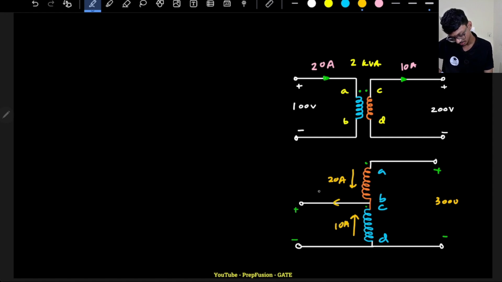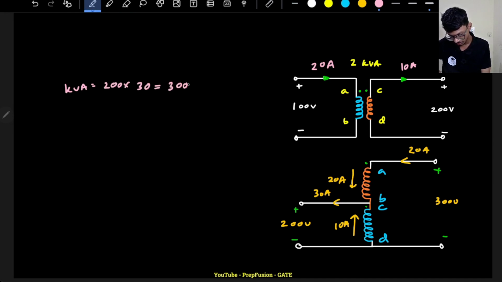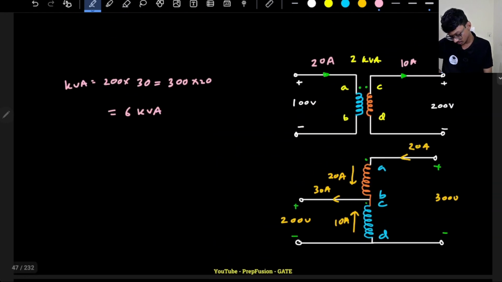So this current will be 30 amperes and this current will be 20 amperes only. And this voltage is CD, so this is 200 volts. So here what is the kVA rating? It will be either 200 into 30, or 300 into 20, which equals 6 kVA. This will be 6 kVA.